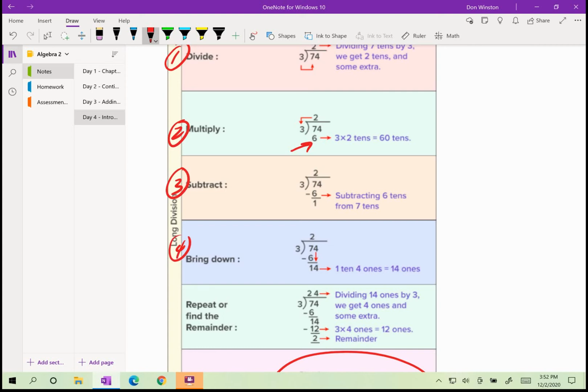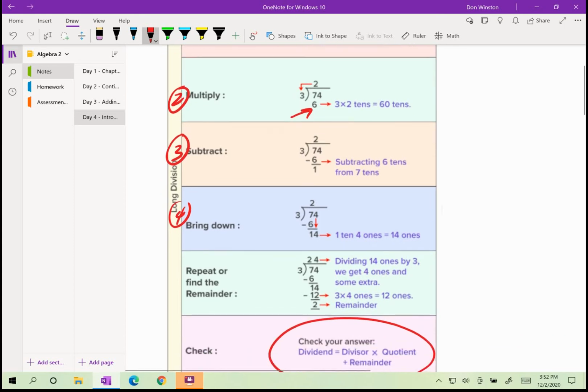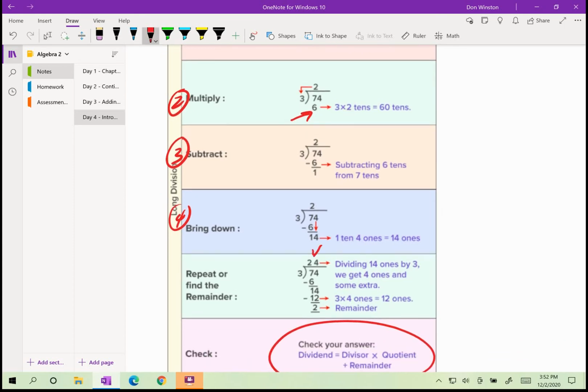We say, how many groups of 3 go into 14? Well, there are 4 groups of 3 that go into 14. And so we put that 4 above the 4. And then we go 4 times 3 is 12. And then we subtract. 14 minus 12 is 2. Okay. Now, we have no more numbers to bring down. And our remainder is now less than our divisor. So we are done. Okay, so we have a remainder of 2.